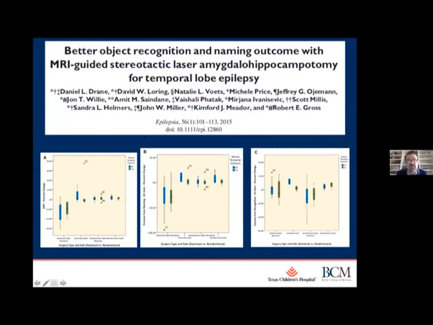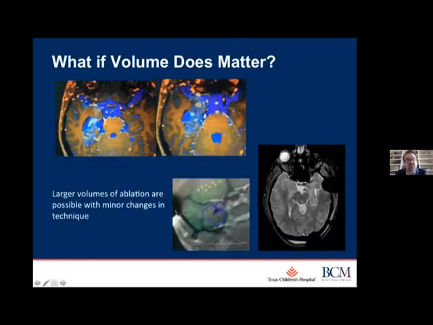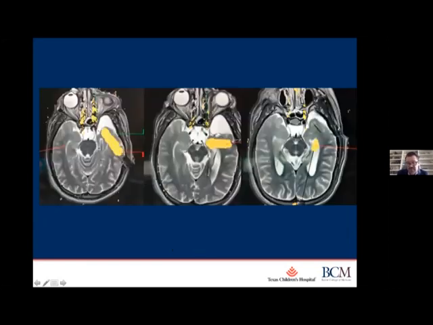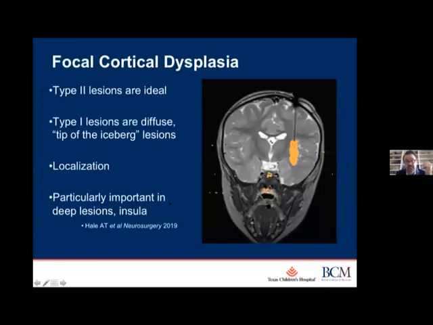Dan Drain's work is something to look into. Does volume matter? It doesn't seem to. In a lot of the big series, as long as you get the head of the hippocampus and half of the amygdala, you're in the efficacy range. If it does matter, though, you can use a larger ablator, such as the Monteris system, or you can use different corridors. This is a 3-corridor temporal lobe ablation that I've done. So in conclusion, I think that mesial temporal lobe epilepsy is a good target, especially if you have MTS, and it can capture those that didn't want to have the open operation.